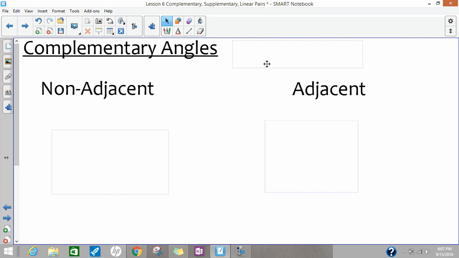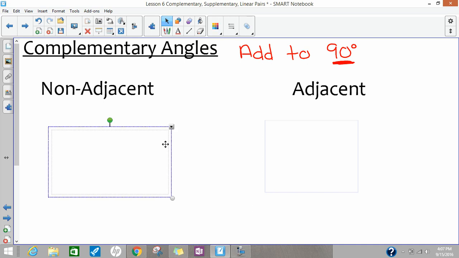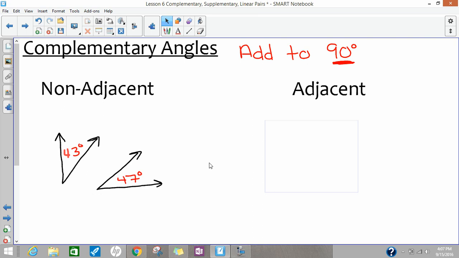So complementary angles are two angles, and when I take their measures and add them together, they will add up to 90 degrees. And we'll see that in two ways. One way we'll see that is if they don't share a vertex, and that's what we call non-adjacent angles. So these two angles, 43 degrees and 47 degrees, add up to 90. So that means they're complementary, but they don't share a vertex, so we call them non-adjacent, but they're still complementary. Sometimes we might call them complements of each other.